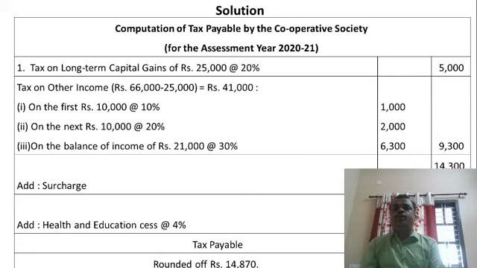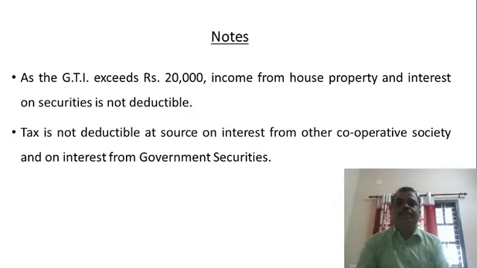Now what is the total tax liability? Under slab 10% 1,000, 20% 2,000, 30% 6,300, together 9,300. Already on long-term capital gain we have levied tax 5,000. Under cooperative society income 9,300, total 14,300. No, there is no surcharge. Health and education cess at the rate of 4%, 14,300 into 4 by 100, 572. Tax payable 14,872.